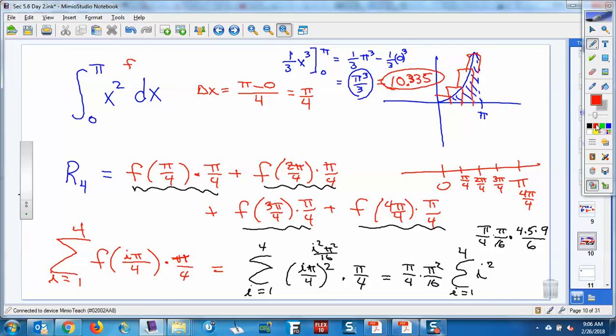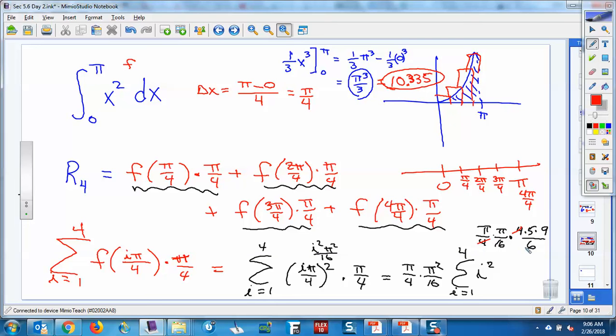Forget the pi squares, we'll do that in a minute here. So 4 times 5 times 9, divide by 6. It says draw a sketch, do that, and then compute the approximation and compare it to the exact value. Divide by 4 times 16 times 6. So let's go in here and draw. First of all, we got to figure out how wide are they going to be.